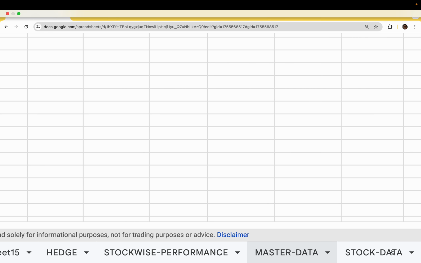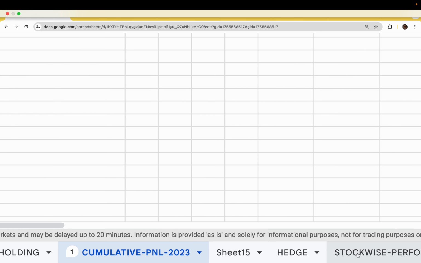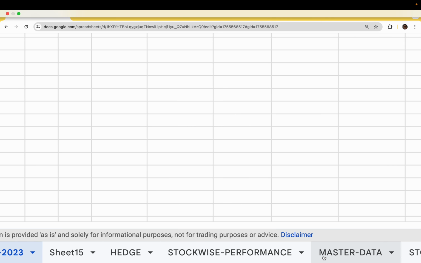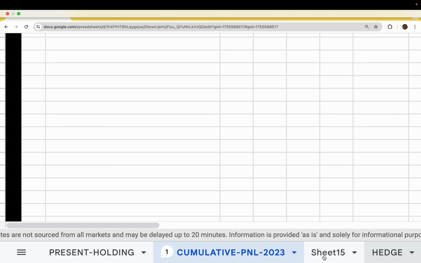The master data and stock data, basically the drop down list from where the data is fetched, right? So these are the elements. So present holding, cumulative PNL, hedge, stock wise performance, and the master data and the stock data, right? These are the first level of elements.